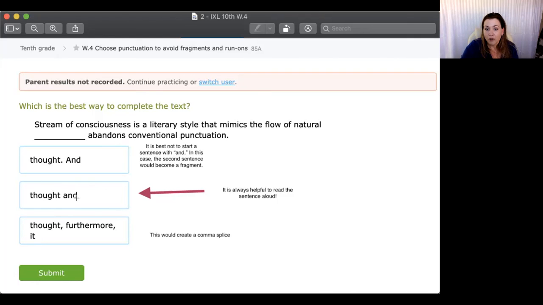So it's always helpful to read the sentence aloud. Think about what these different punctuation marks are doing to the first sentence and to the second sentence, and kind of break it down that way. That's my best suggestion for you. These are going to be some trickier ones, but also notice this is a 10th grade one. If you're in 7th grade or 8th grade, you wouldn't be choosing the 10th grade work, right? So some of the work is going to be at a more advanced level because they're your older students.